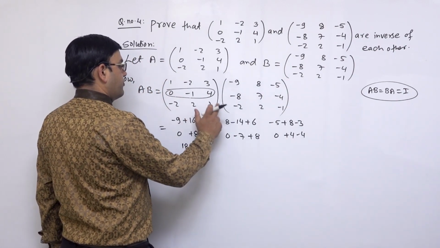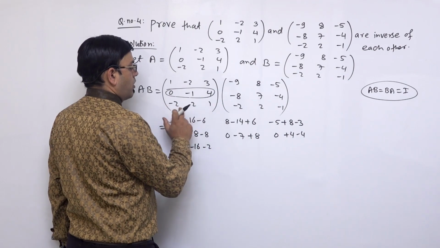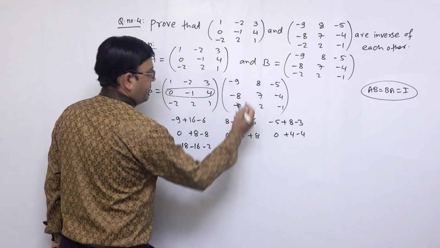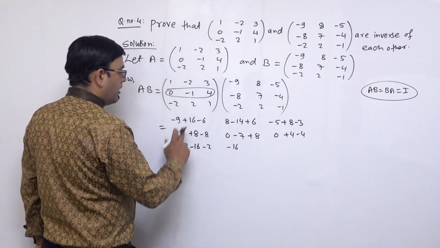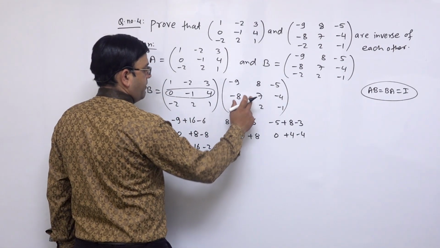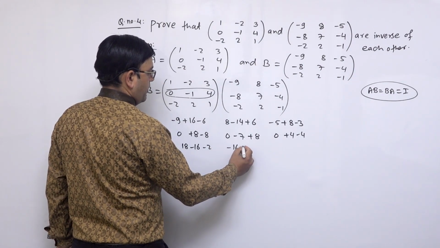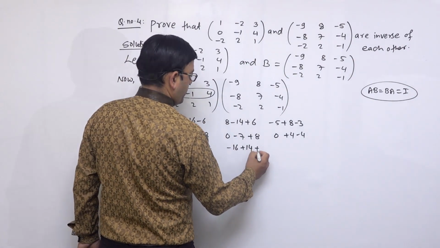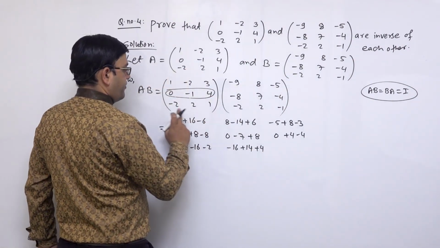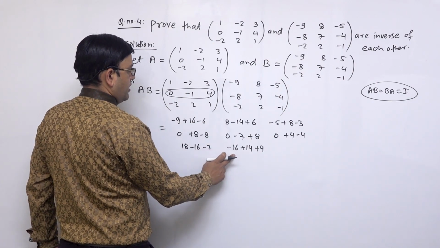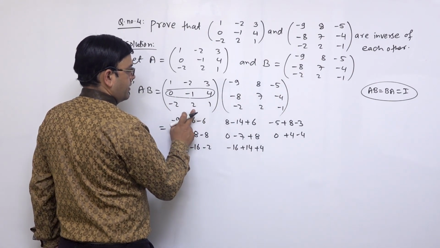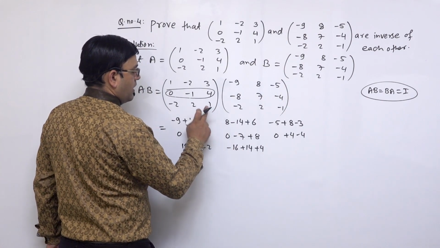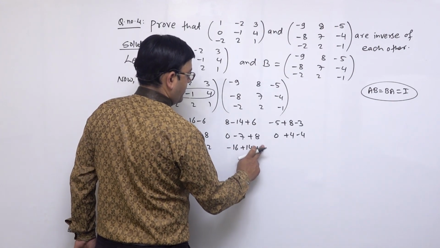Again, look, when the last third row multiplies the second column, -2 times 8 is -16, and then 2 times 7 is plus 14, plus 2 times 2 is 4. Again let's see this: 8 times -2 is -16, 7 times 2 is plus 14, and then 1 times 2 is here 2.